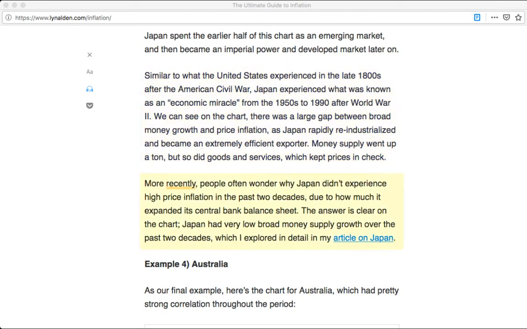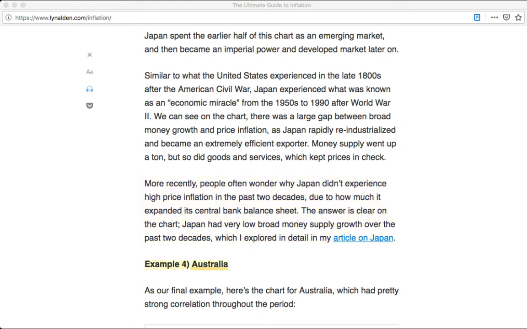More recently, people often wonder why Japan didn't experience high price inflation in the past 2 decades, due to how much it expanded its central bank balance sheet. The answer is clear on the chart. Japan had very low broad money supply growth over the past 2 decades, which I explored in detail in my article on Japan. Example 4.